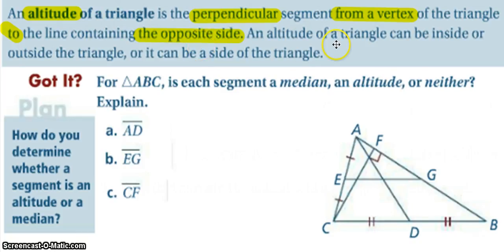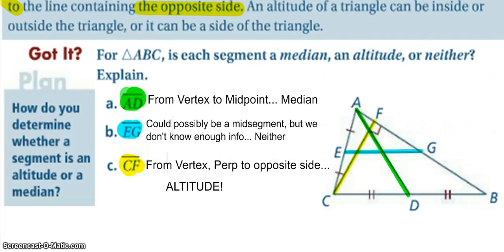That is because an altitude can be inside, which is easy to draw, or it could be outside, which is where it will be the line containing the opposite side, or it could actually be one of the sides of the triangle. So down here in the got it, check out what you think for A, B, and C. Are they a median, an altitude, or neither?